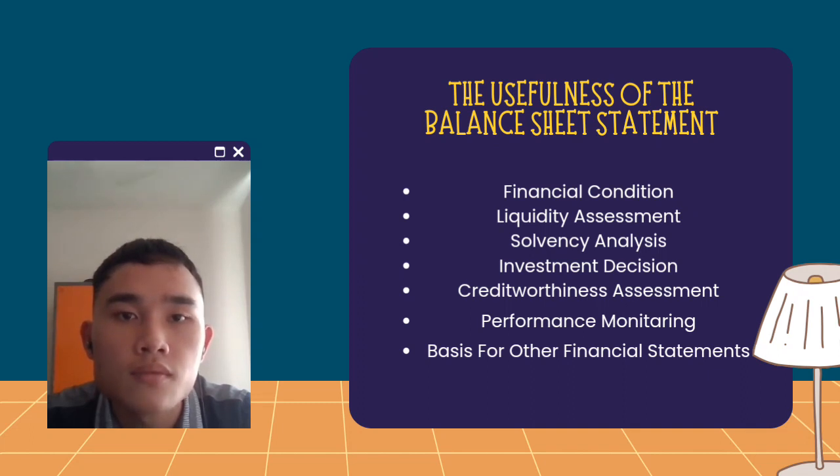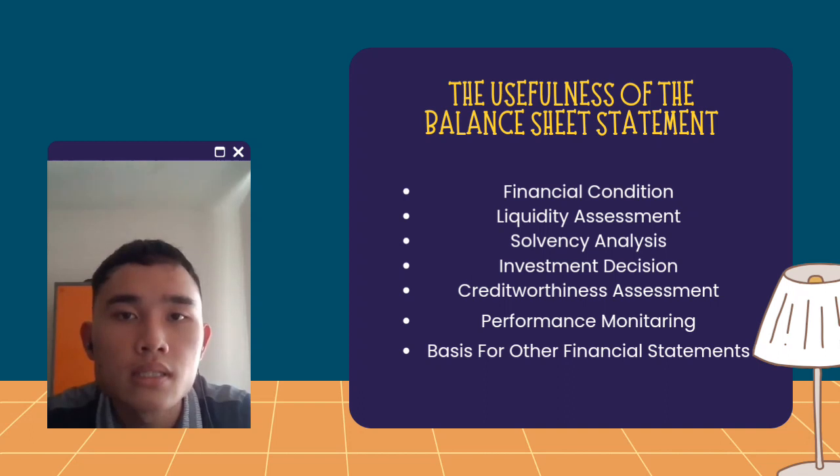The first point is financial condition. The balance sheet aids in understanding a company's financial condition by investors, creditors, and shareholders. It gives a general summary of the company's assets, liabilities, and remaining value that shareholders can assess, which is equity.